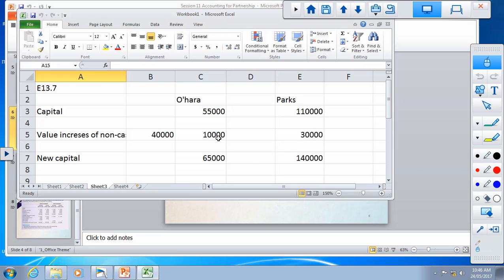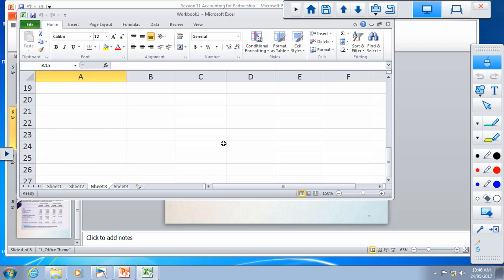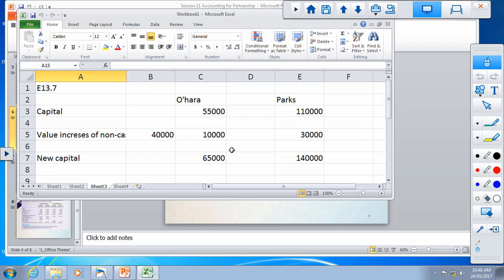O'Hara is going out from the business. How much money will he be receiving? He's going to receive $65,000. Simple. Because they say that the amount of money that a partner will be taking is the amount of his capital, the same amount of his capital, $65,000. Novak will be alone, he will be running the business with $140,000. Okay.